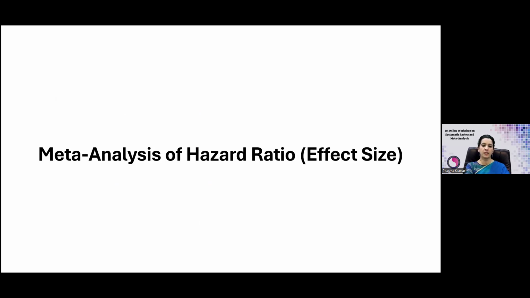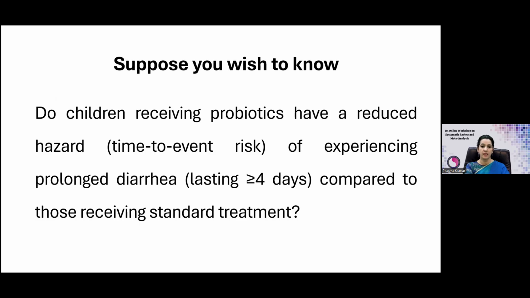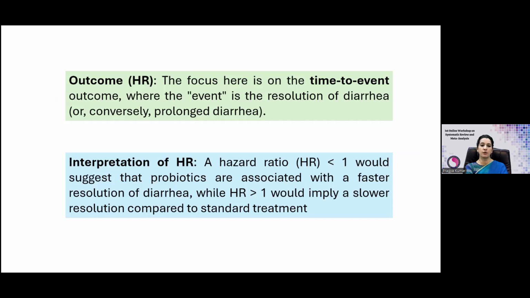If I have to do the meta-analysis of hazard ratio, which is again an effect size, how will I do that? Suppose it is a time-to-event study, because hazard is generally calculated in time-to-event studies. The survival outcome is the resolution of diarrhea, say diarrhea less than 3 per 24 hours after 4 days. My question is: do children receiving probiotics have a reduced hazard of experiencing prolonged diarrhea compared to those receiving the standard treatment? The outcome here is the hazard ratio, the focus is on the time-to-event outcome, and the event is the resolution of diarrhea.